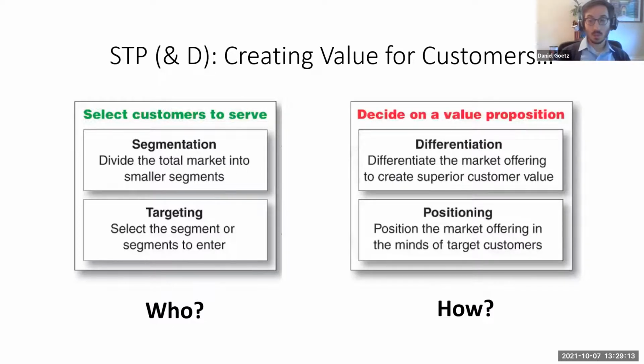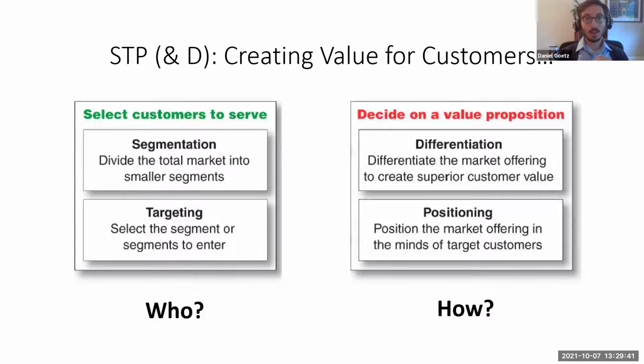Positioning and differentiation. So what are those? Those are differentiating the market offering to create value, and then positioning the market offering in the minds of target customers. So this is how do we create value? So we have who do we create value for, and how are we doing it? And the how stage, differentiation and positioning, this is where we're thinking about our competitors.